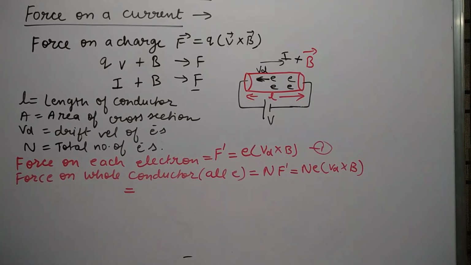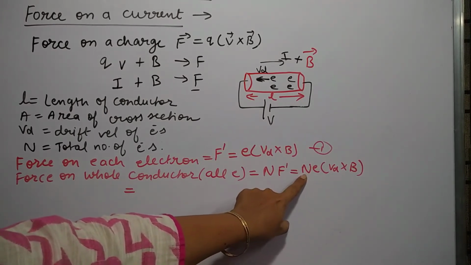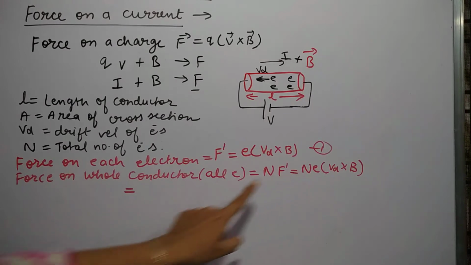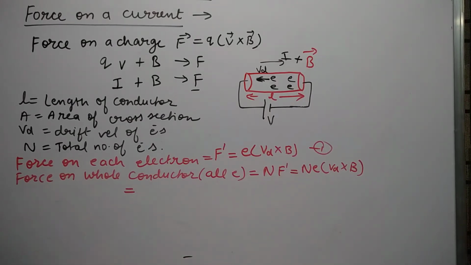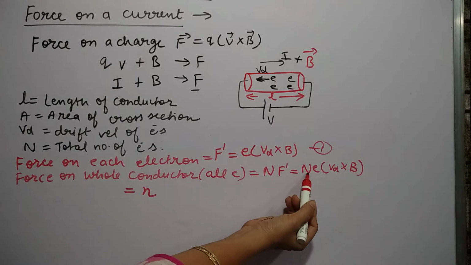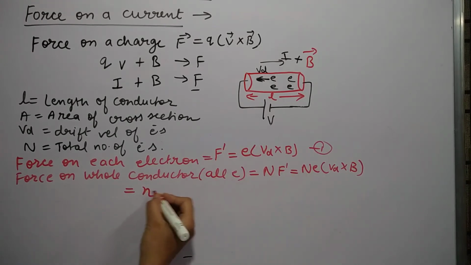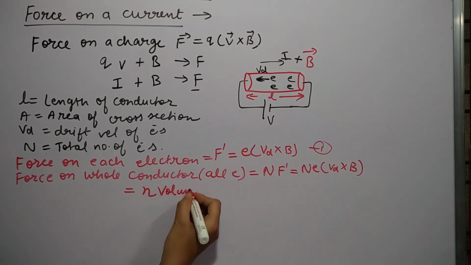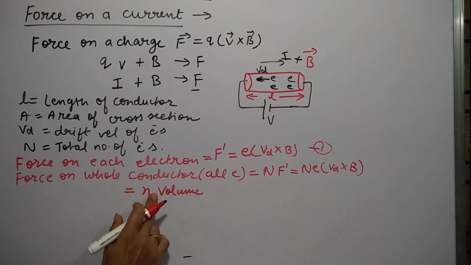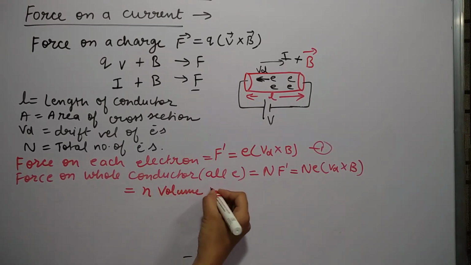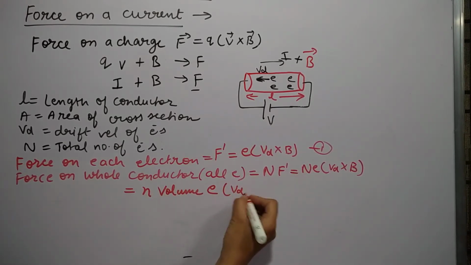Now you already know that capital N is the total number of electrons, but we can always convert it into number density, small n. Number density is the number of electrons per unit volume. So whenever I write capital N, I have to write it as small n into volume. This I have written capital N. All other things I will write the same.